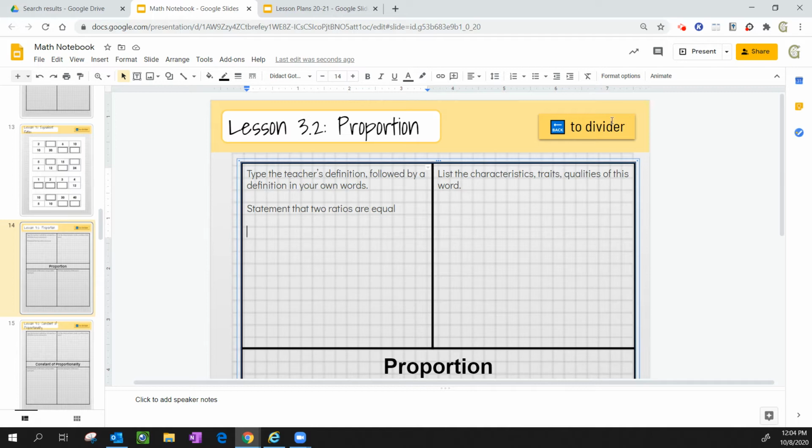Okay, so characteristics of this. The big thing that we want to know with proportion is that when simplified, each ratio should have the same unit rate. So that's one way that I can check that things are proportional, that they all have the same unit rate. Okay.